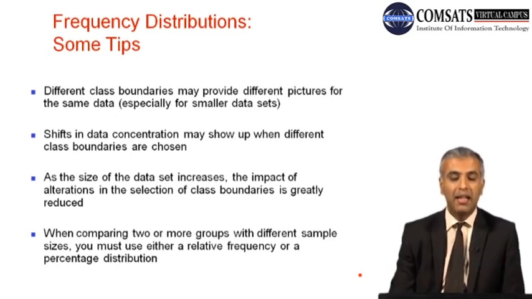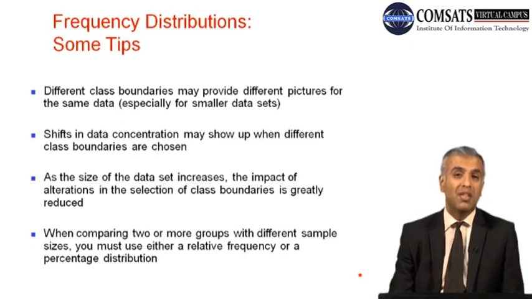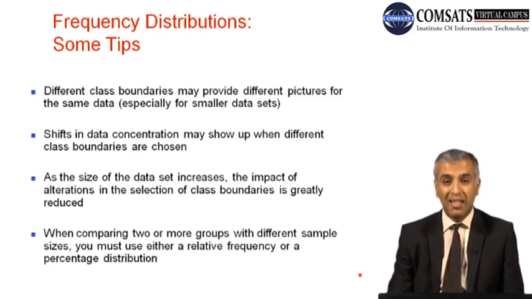The distribution of data again depends upon the class boundaries or class limits which we have discussed before. There are different class boundaries for different kinds of data, and smaller and larger data sets would have different class boundaries showing different characteristics. Data concentration would vary from data to data, and as the size of the data set increases, the alteration impact is also reduced.